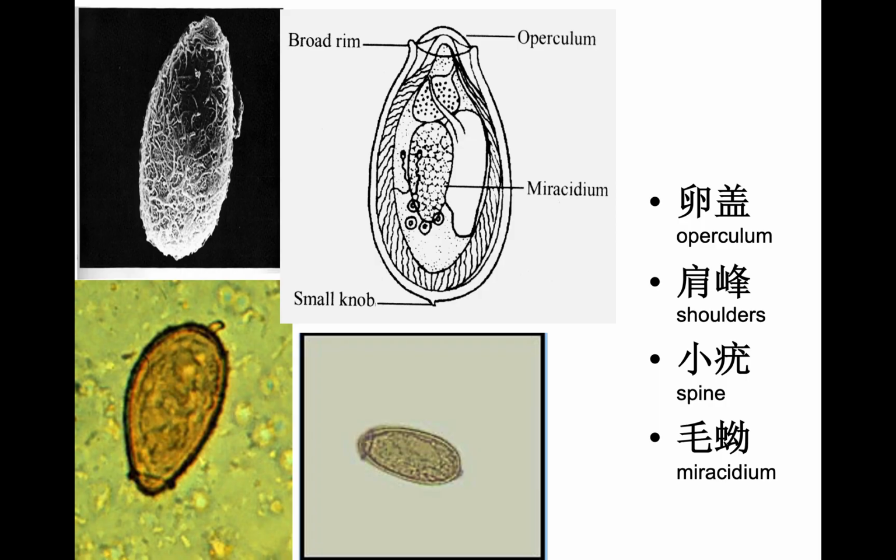This is a scan of the egg under the electron microscope on the top left. And the lower left and lower right are pictures taken under the light microscope. You can see the operculum and the small knob. The knob is very tiny, and sometimes if the angle is not right, you cannot see it. But usually, all the time, you can see the operculum.